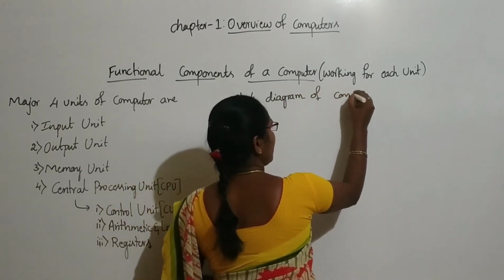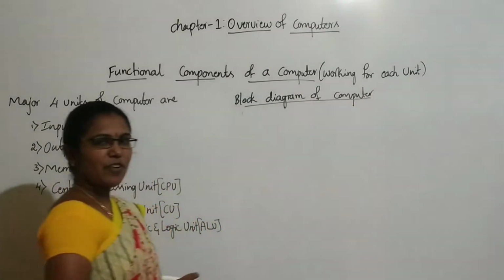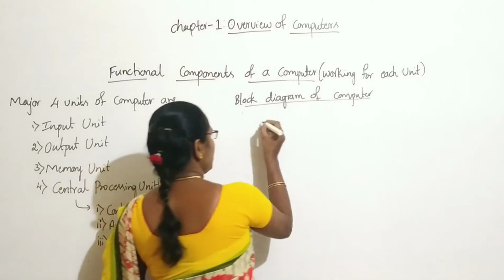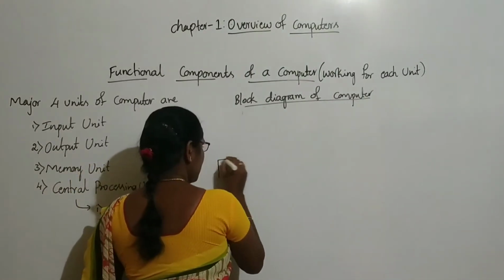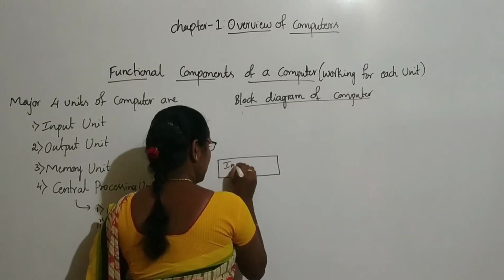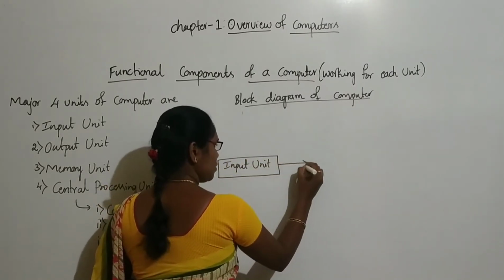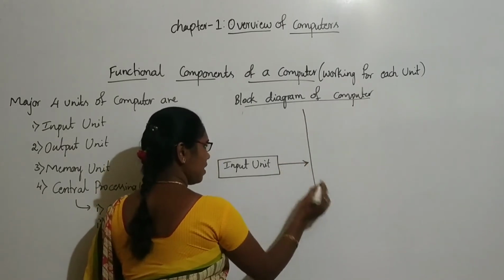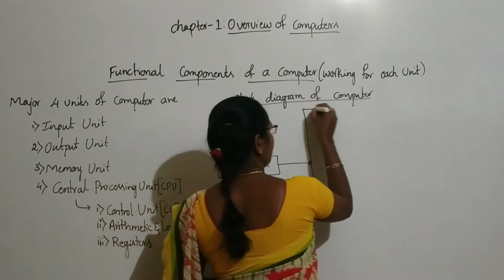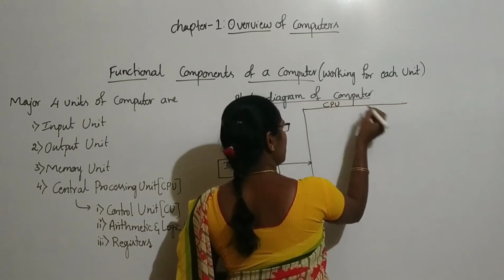Block diagram of computer. This block diagram of computer is very important for the annual exam. Here I will write the input unit. The input unit can be used to send the data to the computer, or give input data to the CPU. This is called the CPU, central processing unit.